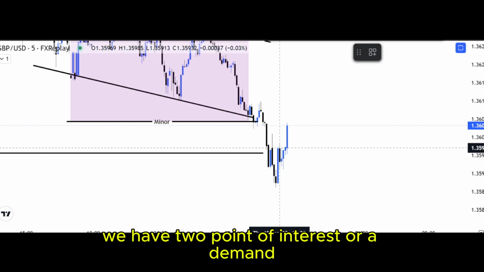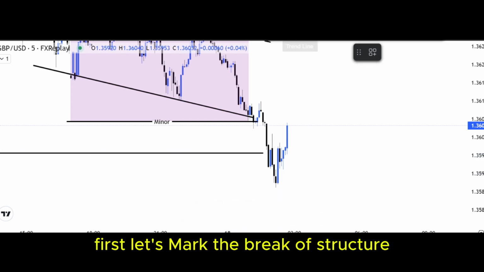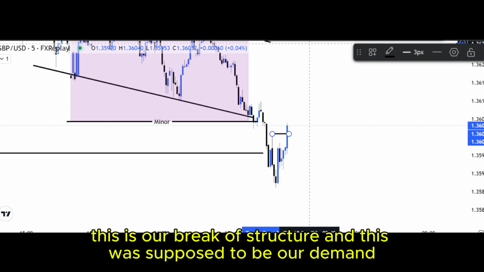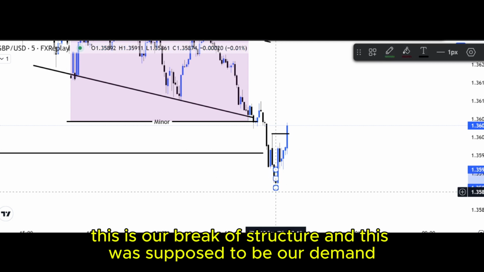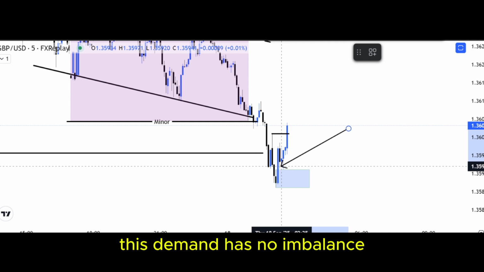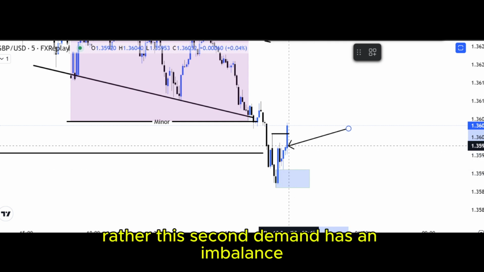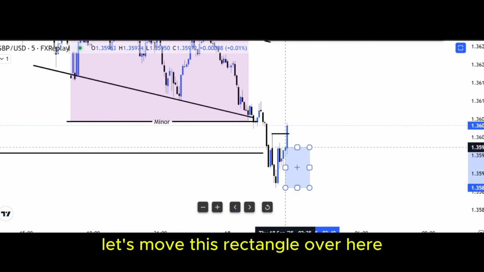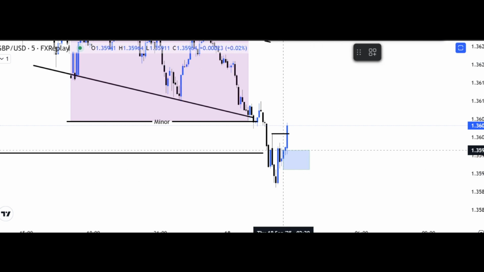We have 2 points of interest or a demand. First, let's mark the break of structure. This is our break of structure and this was supposed to be our demand, but unfortunately, as you can see, this demand has no imbalance. Rather, this second demand has an imbalance. Let's move this rectangle over here.